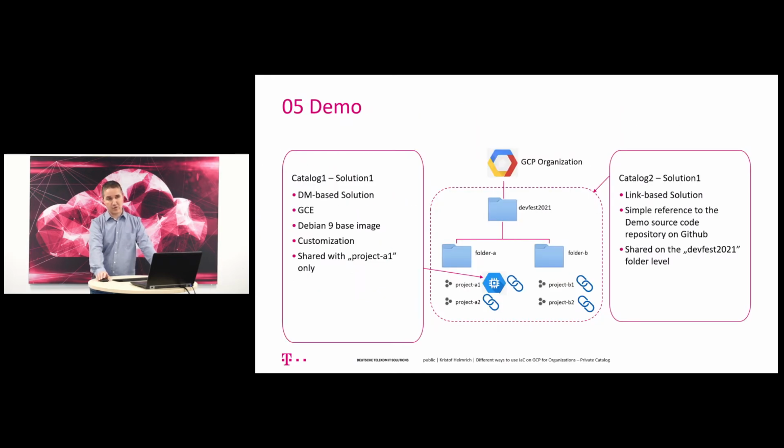So, let's start with a short demonstration. I will create 2 catalogs. For the first catalog, I will create a solution which is a DM-based solution. It will contain a Compute Engine with a Debian 9 base image, and it will be shared only with the project A1. For the second catalog, I will create a second solution, which will be a link-based solution. It will be published across the whole folder structure.